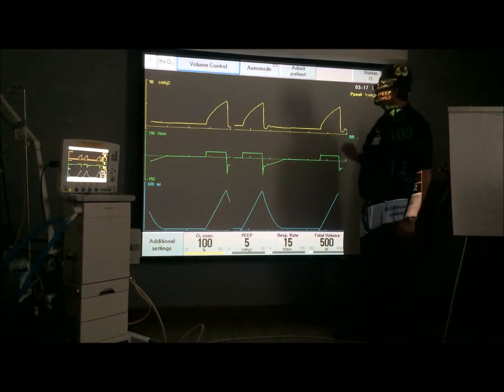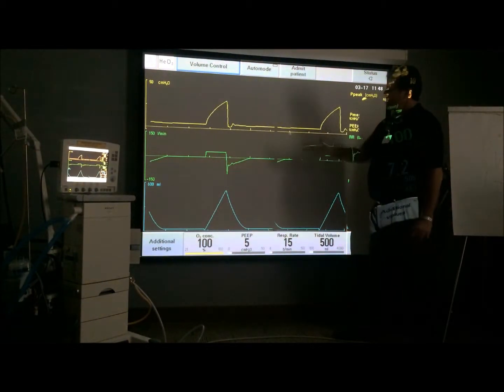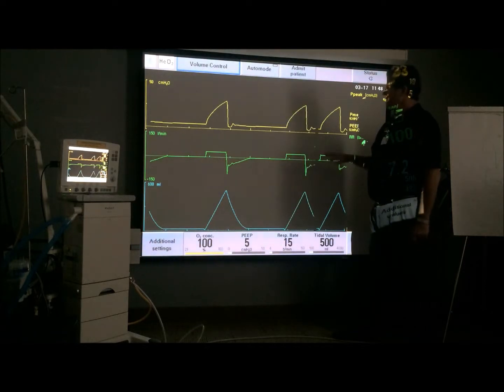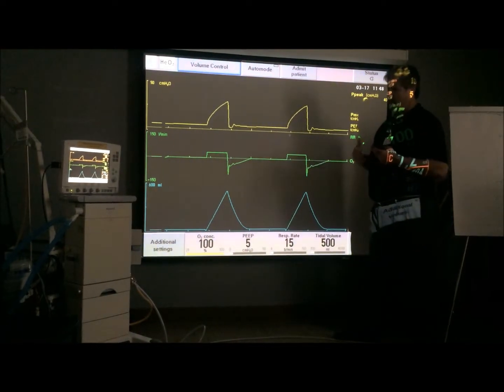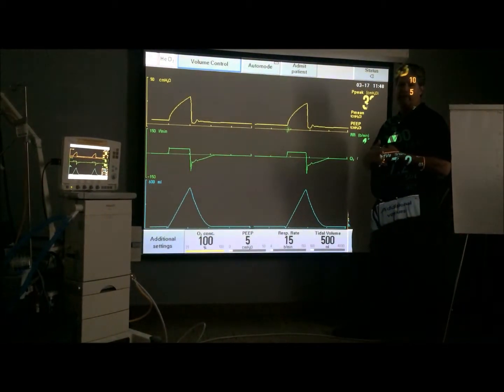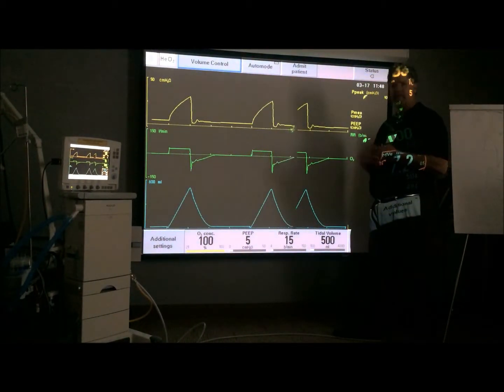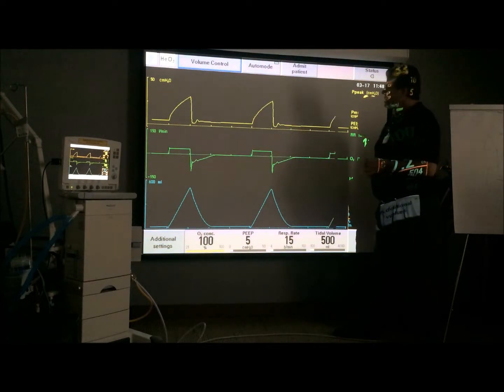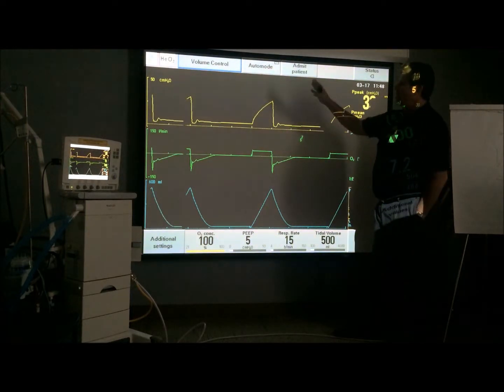Okay, so kind of an abbreviated run through of graphics. This will be kind of a mingling of mode lecture with graphics so that people understand what we're dealing with when we talk about different modes and different graphics. So right now we have volume control going.